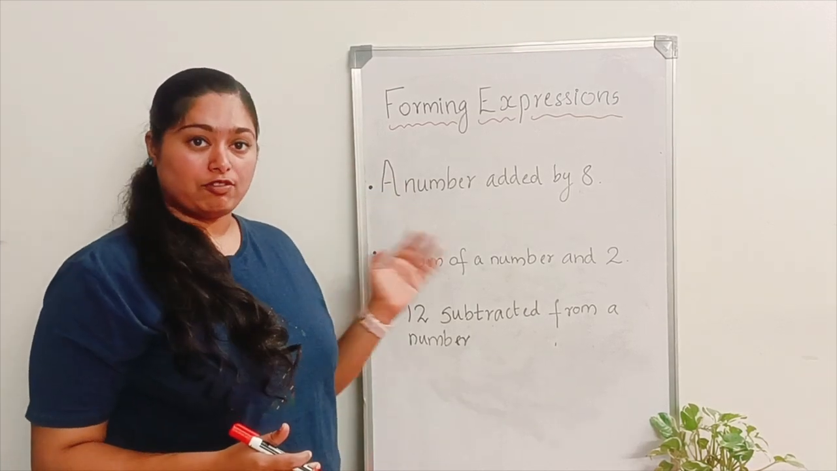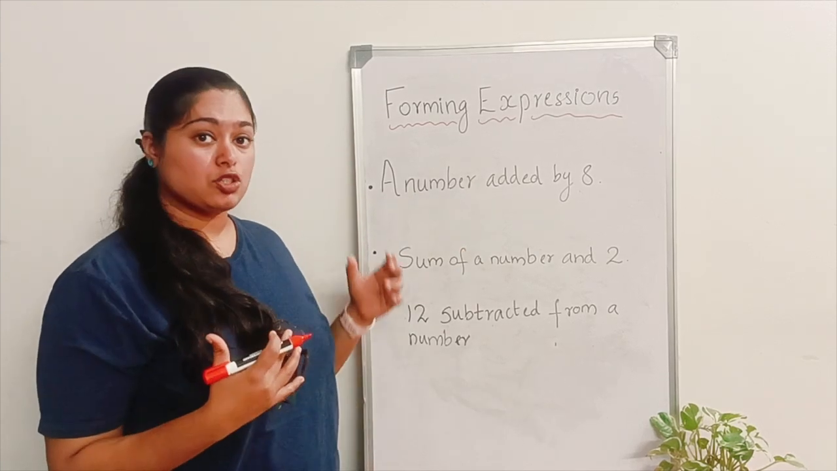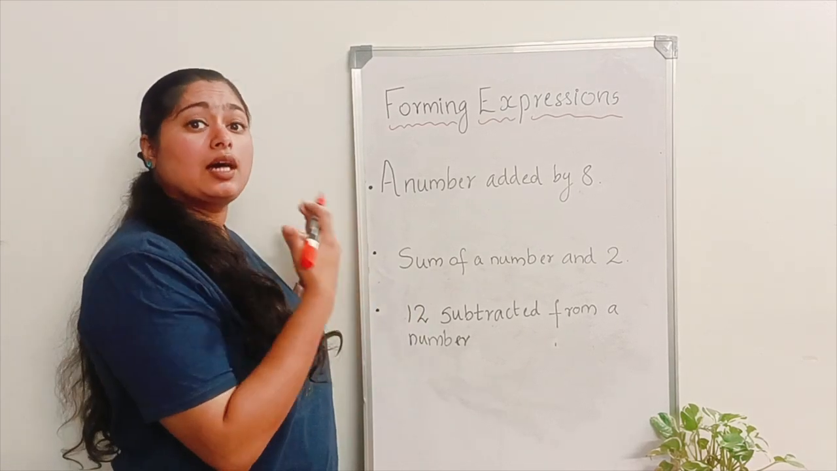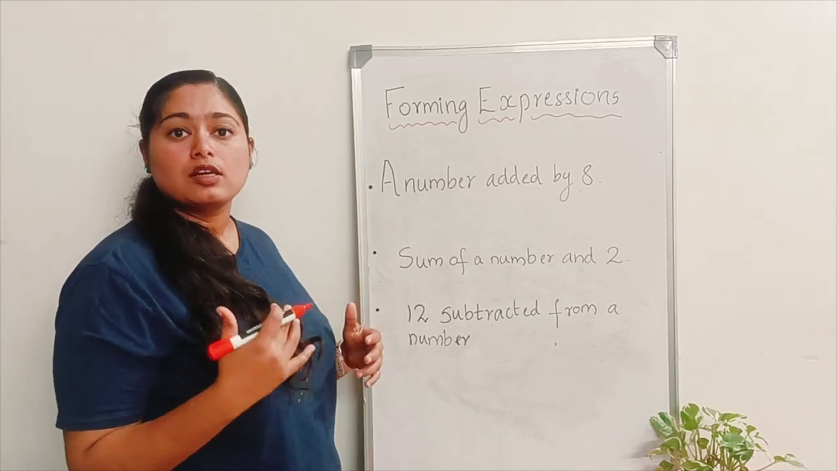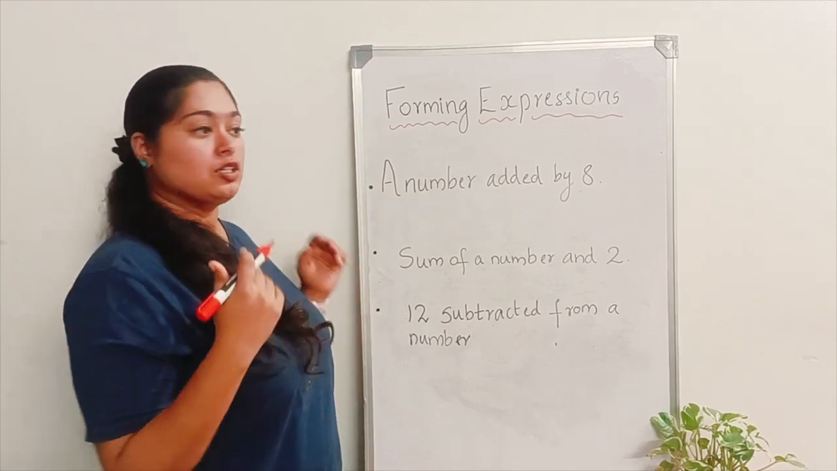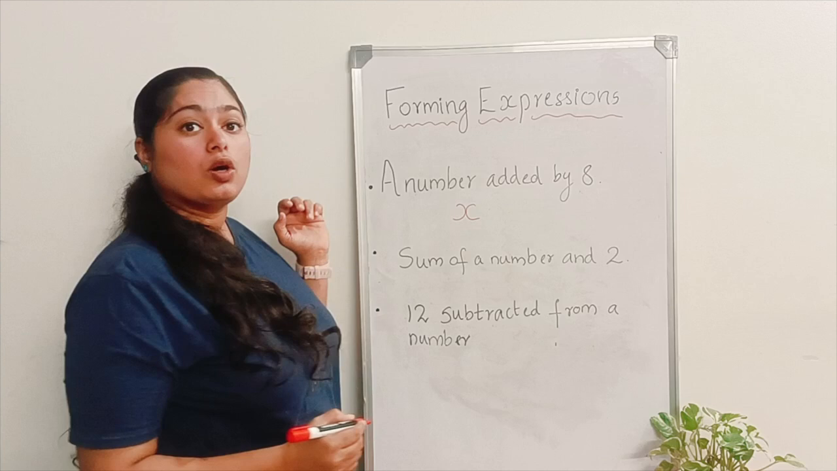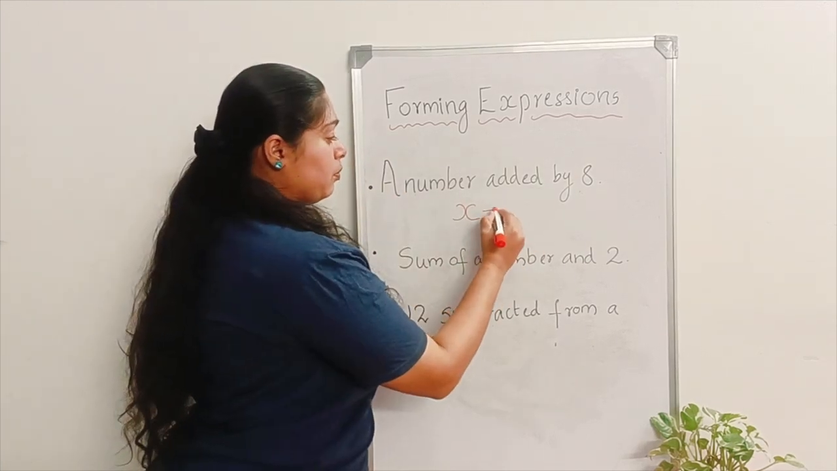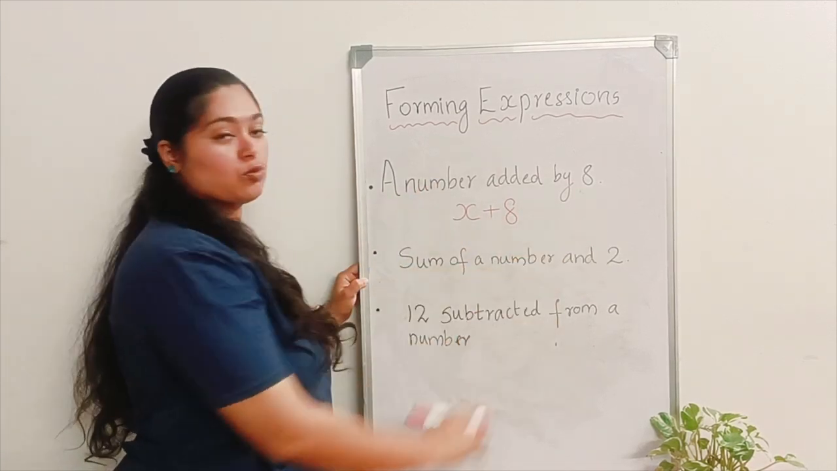I have written the first situation here: a number added by 8. Now our task is to make this into an expression form. Here they are saying a number, which is a random number. We don't know what number it is. So according to your wish, you can take any variable for this random number. Let me take this number as x. So a number which I assumed as x, added by 8, x plus 8. This is my expression for this situation.